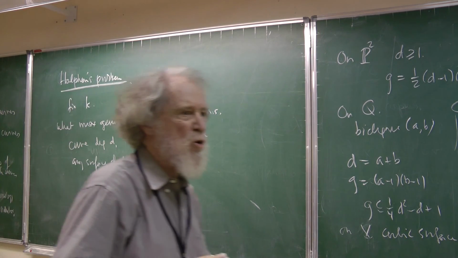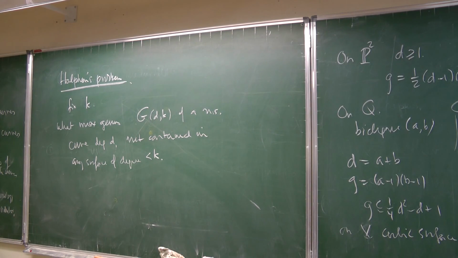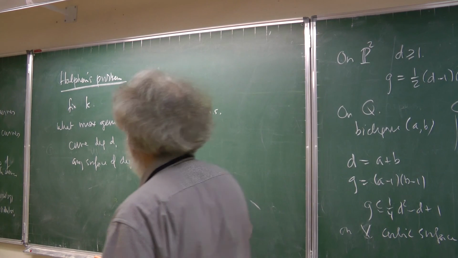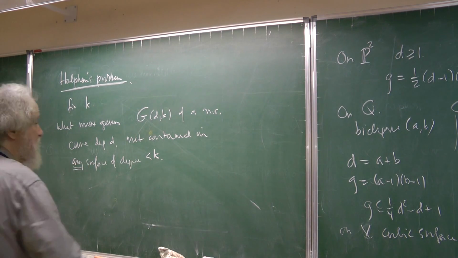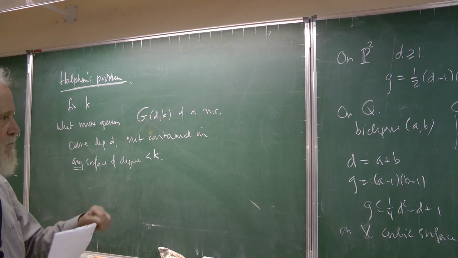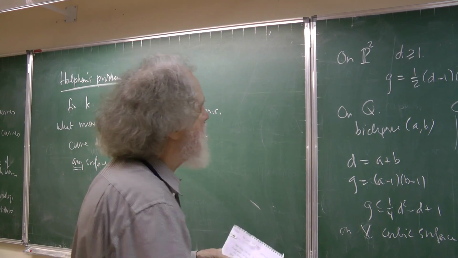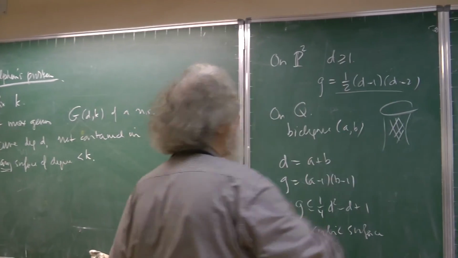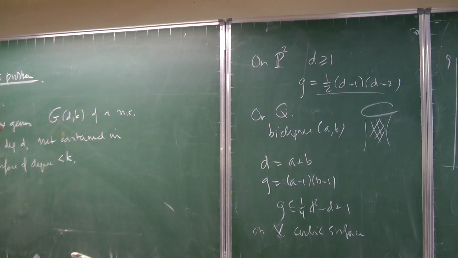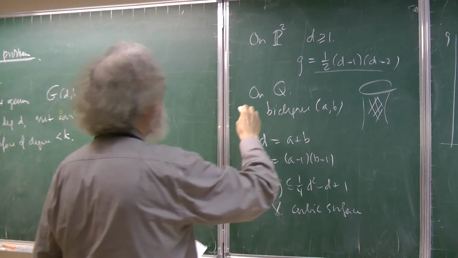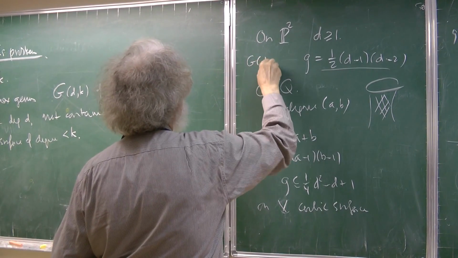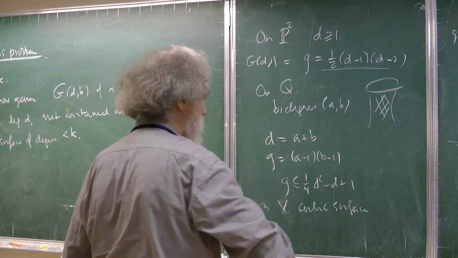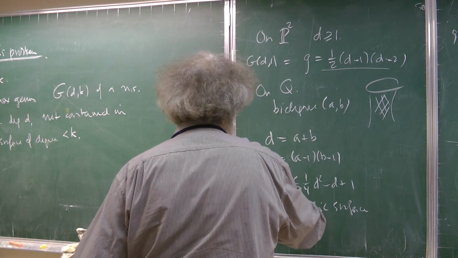So this is to begin a more precise answer about what possible surfaces certain curves can lie on. Smooth or any? Any surface. It doesn't have to be smooth. So this number here, if you see what it says, these are contained in a plane. So they're certainly not contained in any surface of degree less than 1. So this is g(d,1). And this number here is g(d,2).